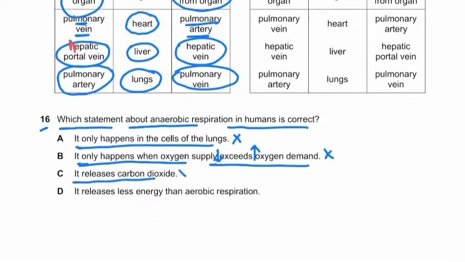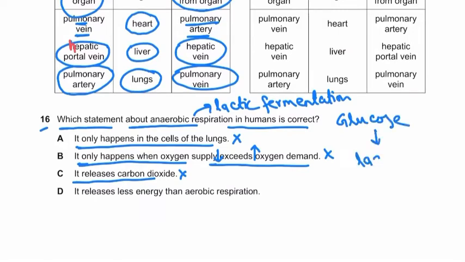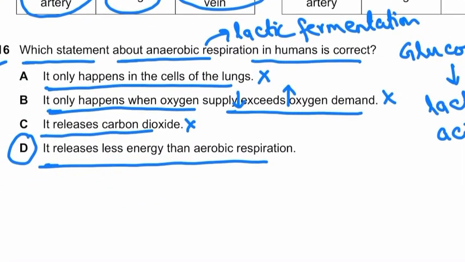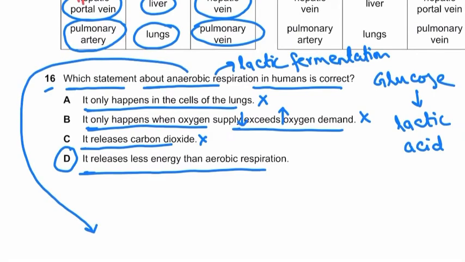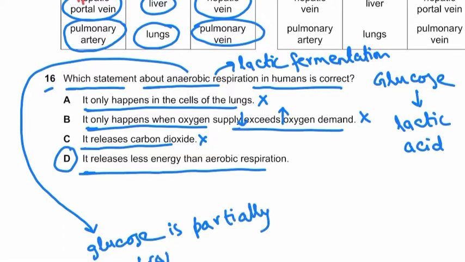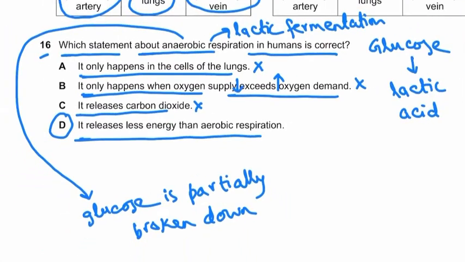It releases carbon dioxide. No guys, anaerobic respiration in humans is lactic fermentation, and in lactic fermentation, glucose is broken down into lactic acid. No carbon dioxide is produced. It releases less energy than aerobic respiration. Yes guys, anaerobic respiration always releases less energy than aerobic respiration, because in anaerobic respiration, glucose is partially broken down. Oxygen is absent, so glucose is partially broken down and not completely broken down. So less energy is released in anaerobic respiration. In the presence of oxygen in aerobic respiration, glucose is completely broken down. So aerobic respiration yields more energy and anaerobic respiration yields less energy.